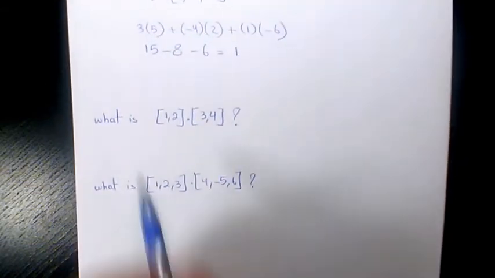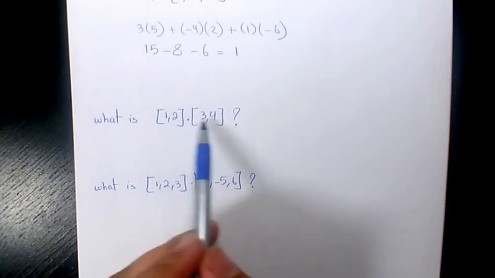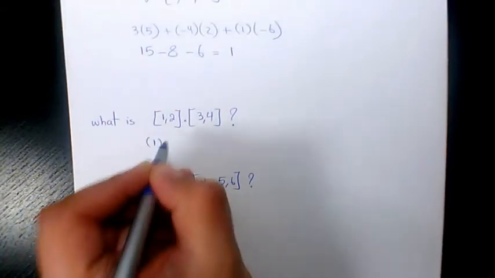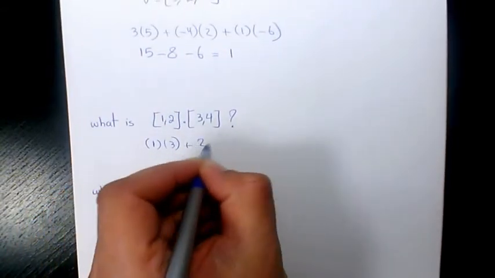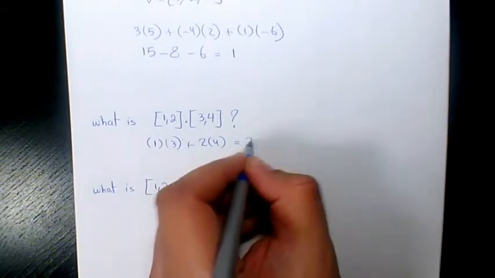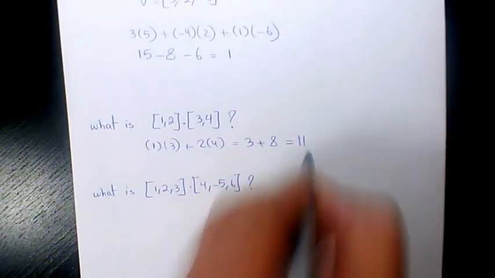Next example, what is the dot product of 1, 2, and 3, 4? That's super simple. 1 times 3 plus 2 times 4. That will be 3 plus 8, and that's going to be 11.